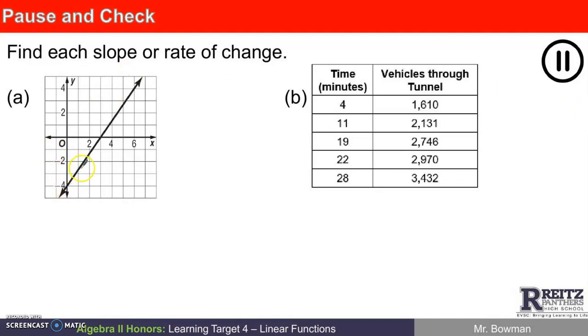On A, it doesn't really matter which 2 points you pick, but I hope you'll pick ones that are easy to spot out here. I'm going with 3, 0, and I'm going to go with 6, 4. And I'm just going to use the graph and try and figure out my delta y and delta x. From these 2 points, it looks like I could go up 4, or a delta y of positive 4. And then my change in x would be positive 3. So I'm going to go with a slope of 4 over 3, 4/3.